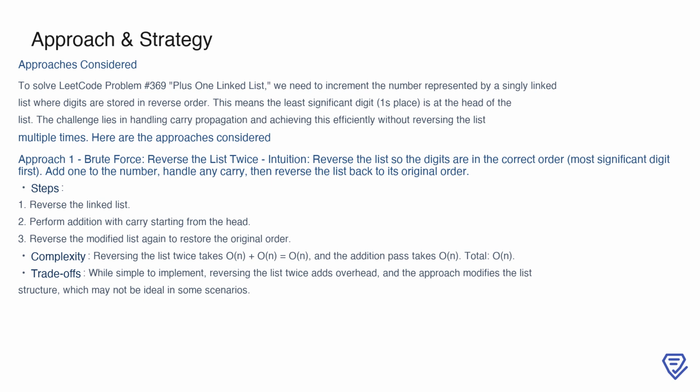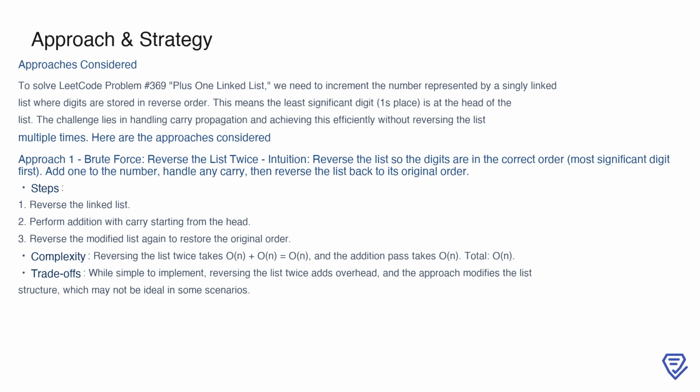One approach we considered is the brute force method of reversing the list twice. The intuition here is to reverse the list so that the digits are in the correct order, with the most significant digit first. Once reversed, we can add 1 to the number, handle any carry as we traverse the list, and then reverse the list again to restore its original order.